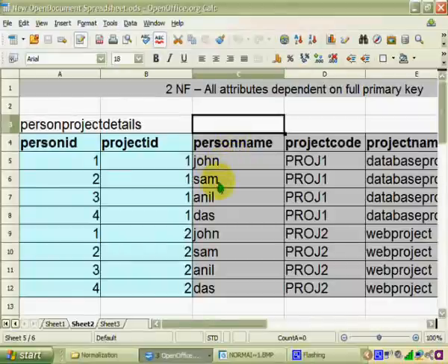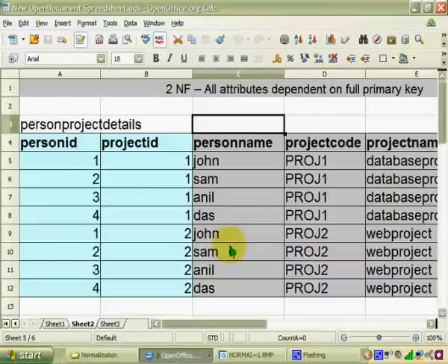So I said John, Sam, Anil, Das. Then again for person 1 I stored his name John, person 2 I stored his name Sam, and I stored his name Anil, Das. Das is the fourth person, Anil is the third person. So you can easily see that each time I have the person ID, I have to put the person name. So this is redundant. If John is associated with 10 projects, then I will have to store his name 10 times. So this is a redundancy.